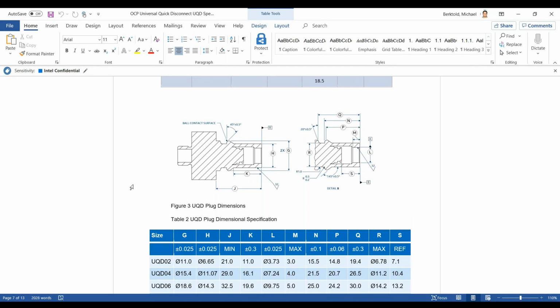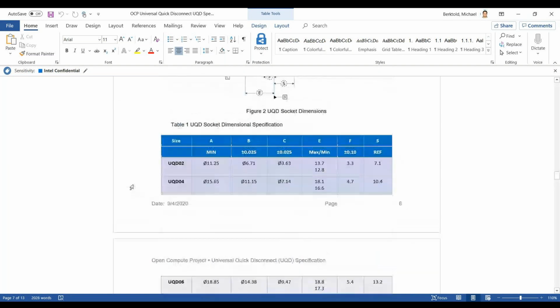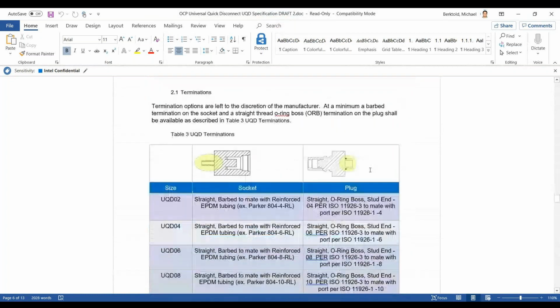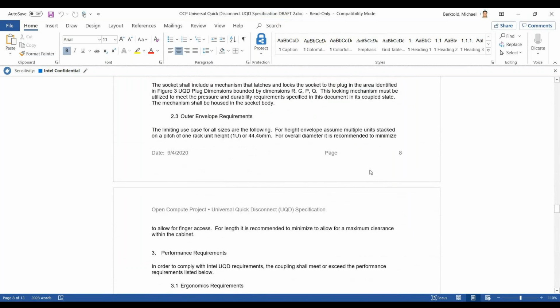And on the socket side diagram, if you look at that really quickly, Michael, scroll up. Yep. So you see there's no dimensions that specify the outer dimensions of the socket itself, which is typically the larger diameter within the mated pair. So if you scroll down to section 2.3, you'll see that what I'm calling out here is a limiting use case, which is a 1U height, understanding that these would likely be stacked on top of each other. So the supplier should understand that there's a finger access issue if the diameters of the parts get too large.